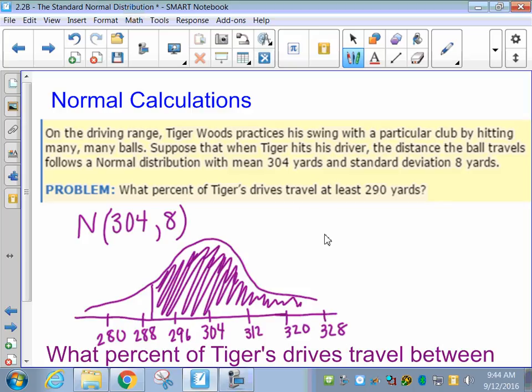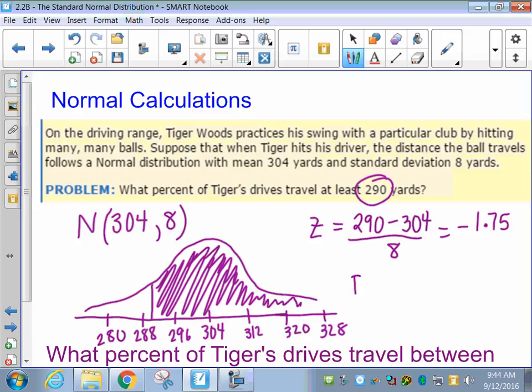Okay, so we're going to start by standardizing what he got. We have to find the z-score in order to use table A. So my z-score formula is always the data point, 290, minus the mean, 304, divided by the standard deviation. So this gives me a z-score of negative 1.75.